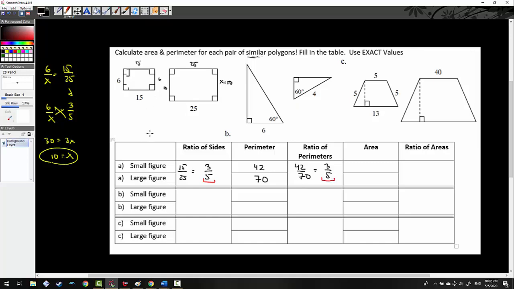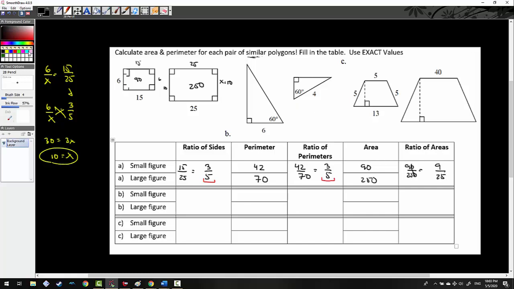Okay, let's calculate the area of each one. The area of the smaller rectangle here is 6 times 15. That's 90. So I'll throw that down right here. 10 times 25 is 250. So the ratio of the areas is 90 over 250. And I can actually reduce that by eliminating the zeros here, giving me 9 over 25.